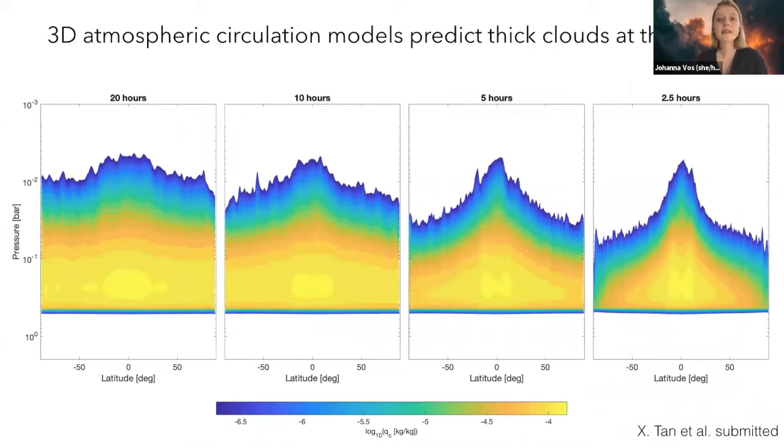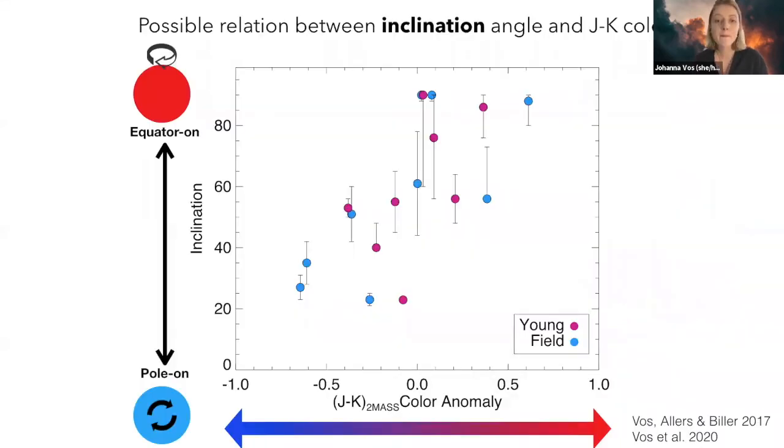Johanna, is that latitudinal distribution something that we see in the solar system planets, thicker at the equator and thinner at the poles? Yeah, I'm going to talk about Jupiter in 2 slides time.